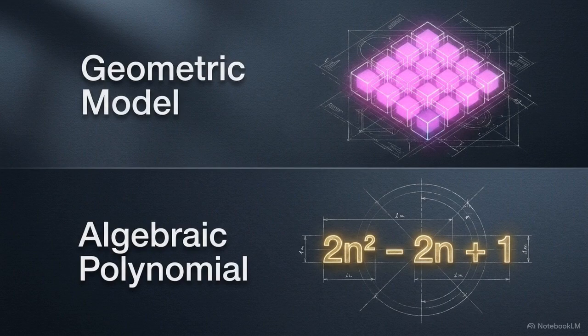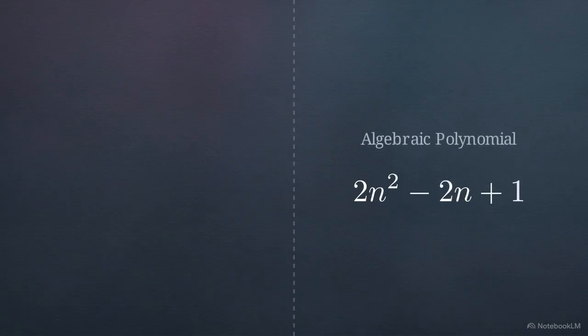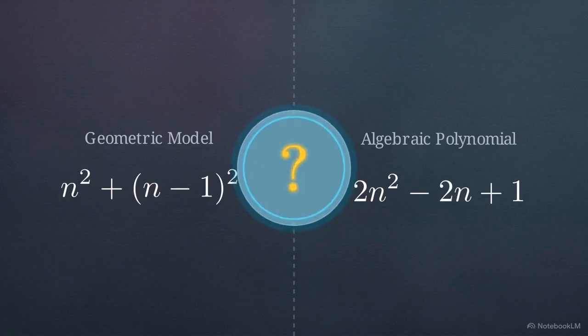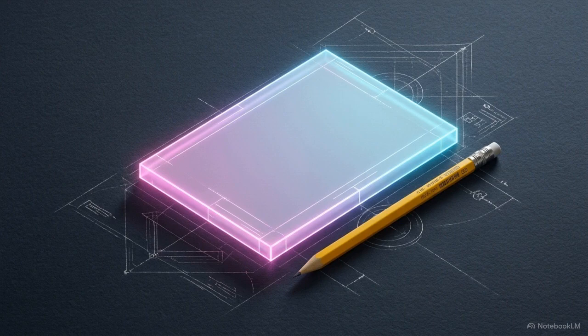But if you remember from our earlier row-by-row calculations, the total number of squares is defined by the polynomial 2n squared minus 2n plus 1. So how does n squared plus n-1 squared prove that exact same formula? Take a moment here. Pause the video, grab a piece of paper, and try to manually expand the binomial n-1 squared on your own. To expand it, we set up the FOIL method.